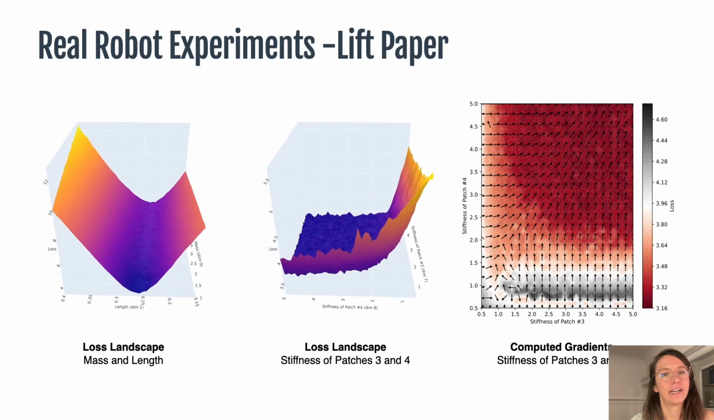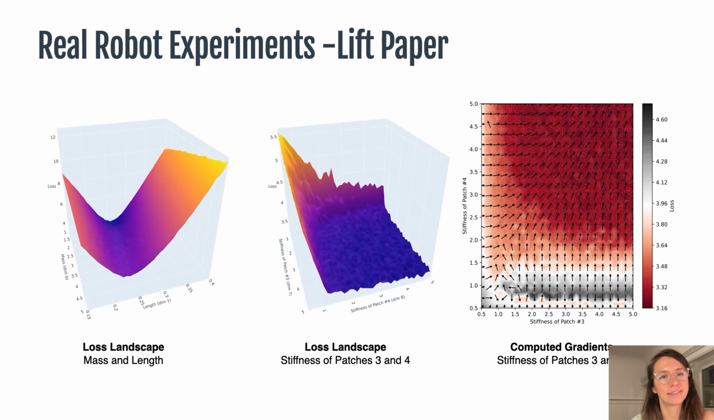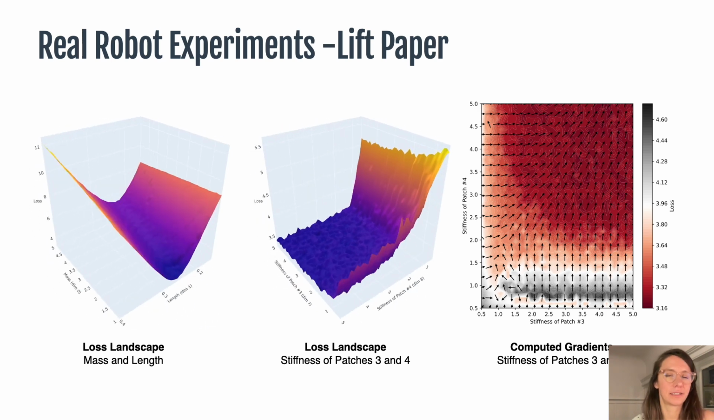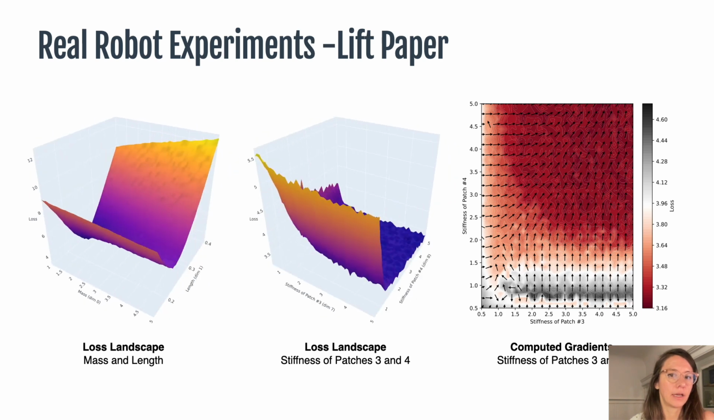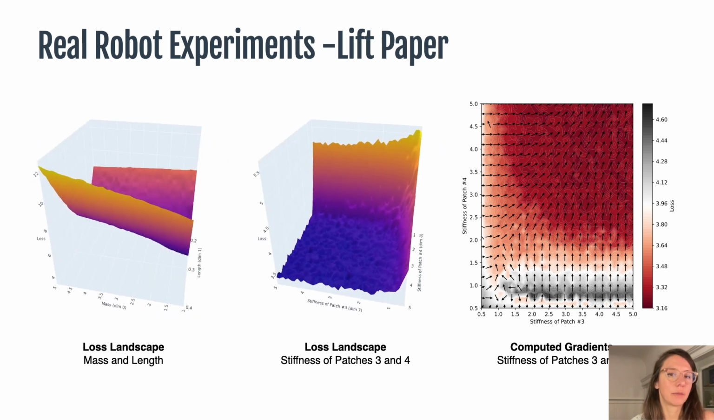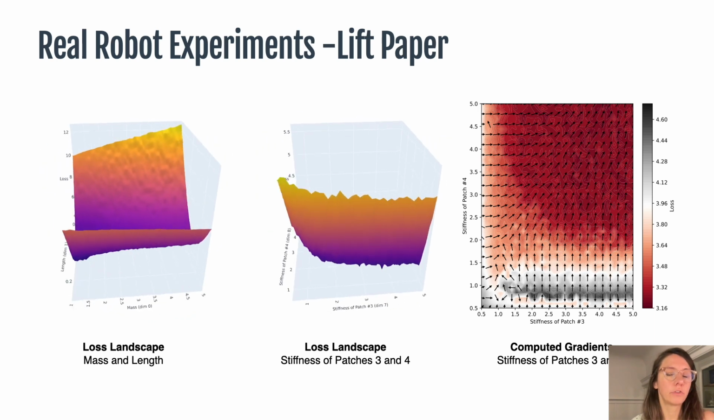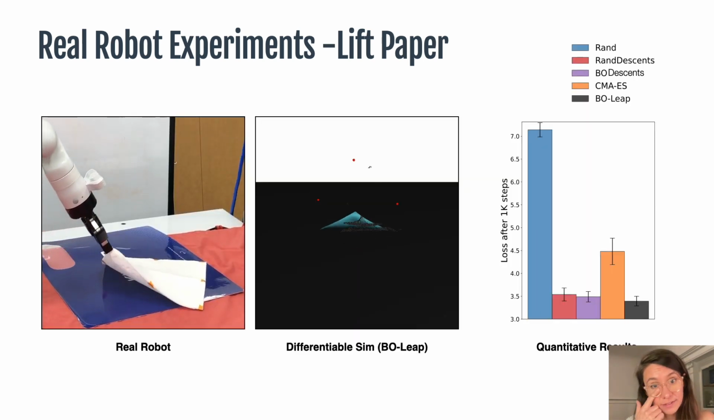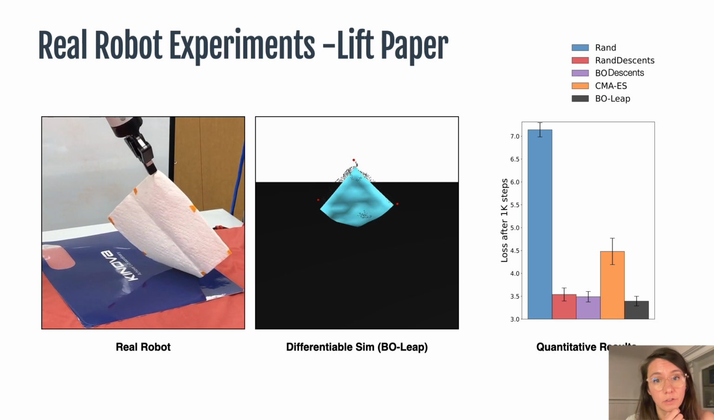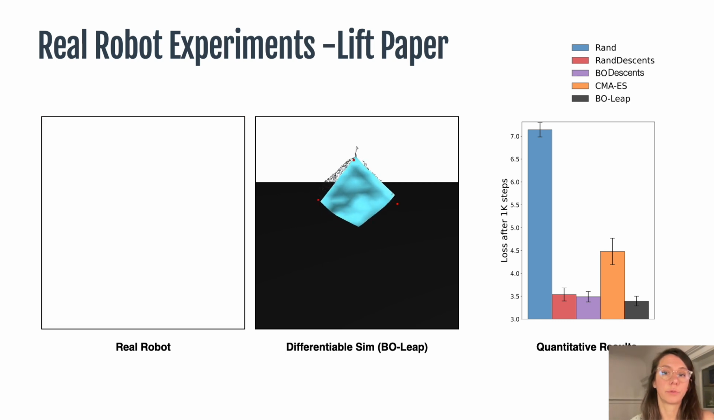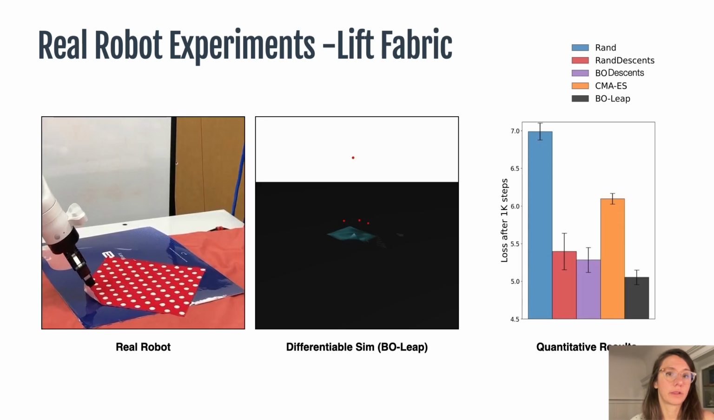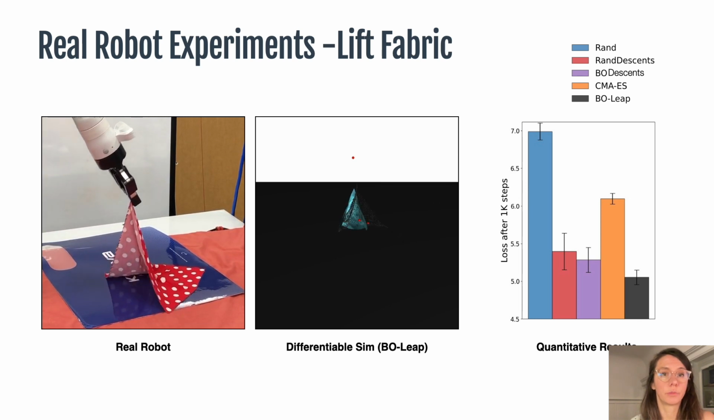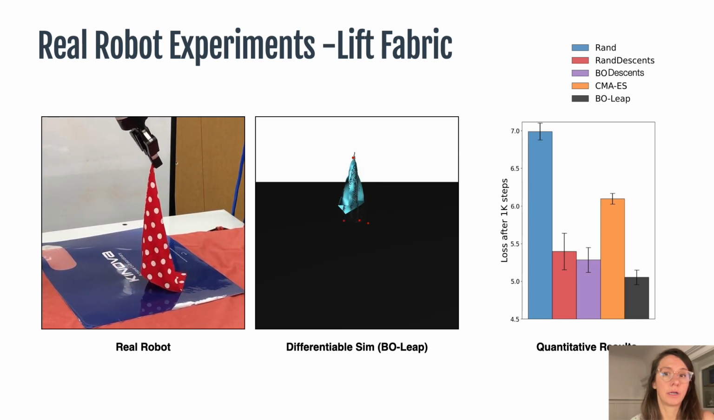And so here's this optimization landscape again for this particular scenario when lifting a rather stiff piece of paper. While some of the dimensions of the loss landscape here are actually smooth, others are pretty rough, making gradient-based optimization hard. Nonetheless, gradient-based methods actually perform quite well. So here's an example with optimizing the simulated deformable to behave like a paper towel when lifted. Here's an example with learning to match the behavior of a highly deformable cloth. BO-LEAP further improves over other gradient-based methods in this scenario.